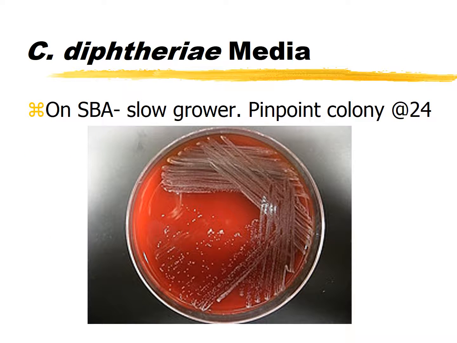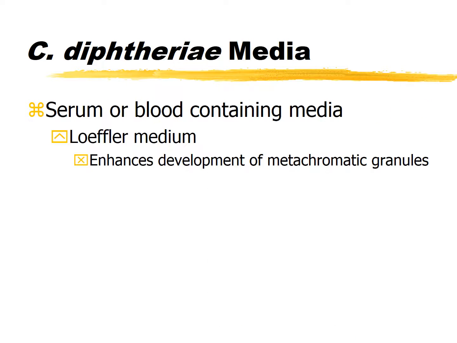On sheep blood, it's a slow grower. It's usually pinpoint at 24 hours. It grows on serum or blood containing media. If you want to get it to grow a little better, you can use Loeffler media, which enhances the development of the metachromatic granules.